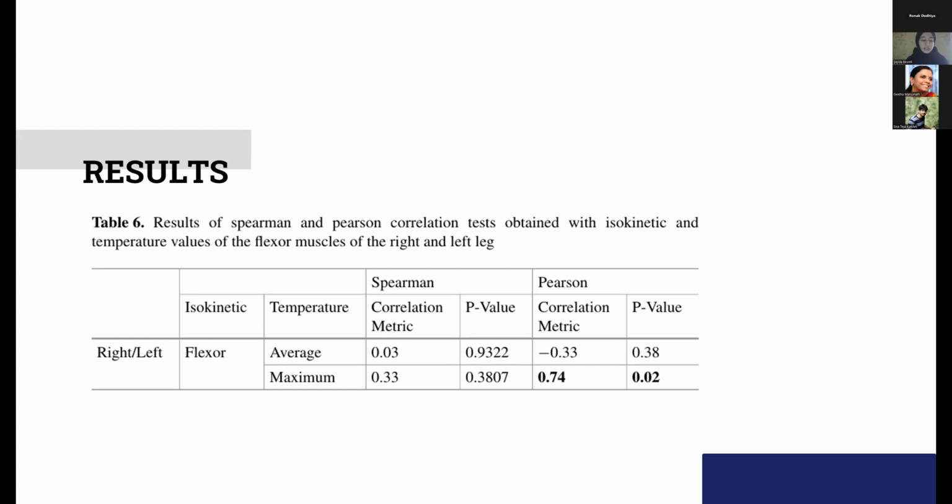In the correlation analysis between isokinetic strength testing and thermography, a significant correlation was found in the flexor group. The relationship between the isokinetic strength of the hamstring group muscles and the thermal heat map is important in terms of showing that the hamstring muscle group should be prioritized in the analysis of thermal evaluations of basketball athletes.